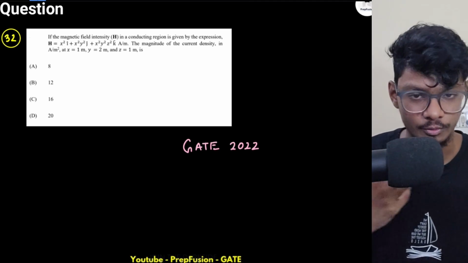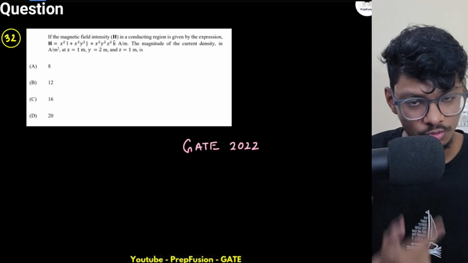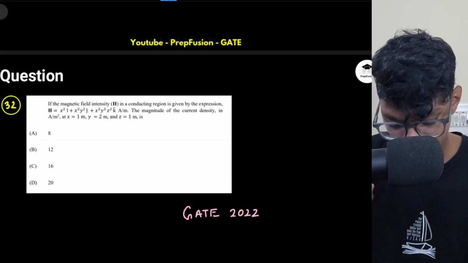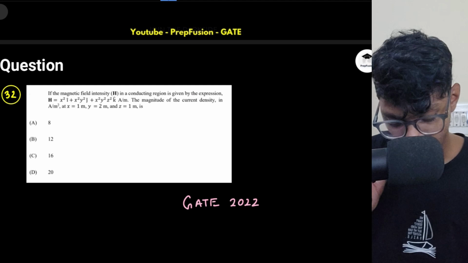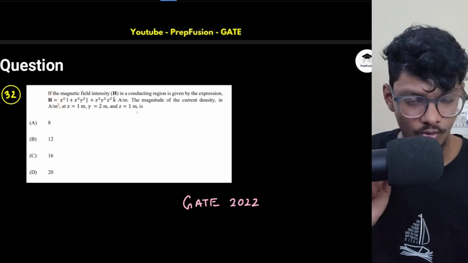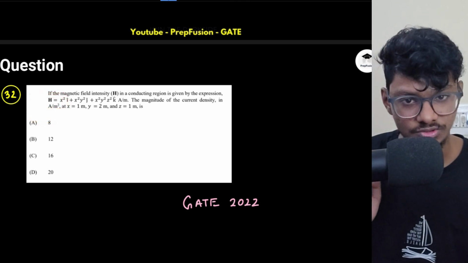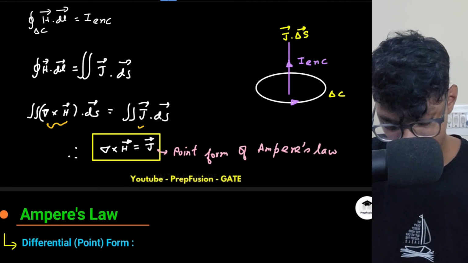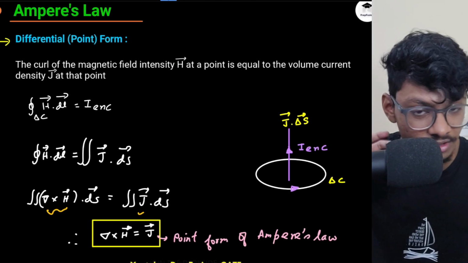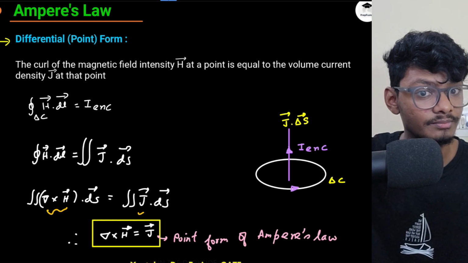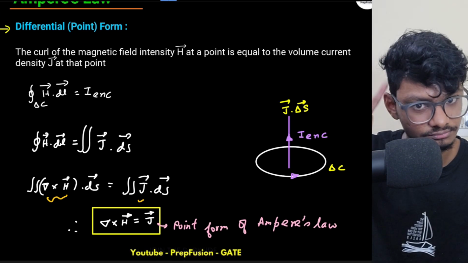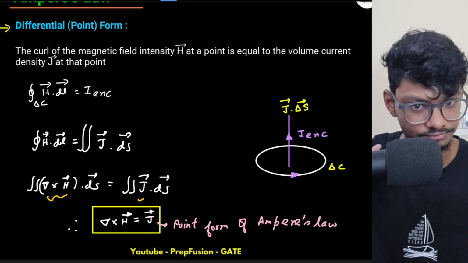So let's do a few questions. Okay, so this question came in GATE 2022 recently only. So here, if the magnetic field intensity H in a conducting region is given by this expression, find the magnitude of the current density in ampere per meter square at x equals to 1. Whenever they say ampere per meter square, that means it is the unit of what? It is the unit of current density. So remember here, actually, this volume current density, the unit is not current per meter cube, it is current per meter square. Just like surface current density has a unit of current per meter. Okay, that thing you have to keep in mind.